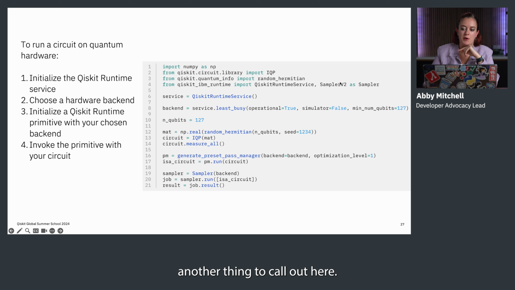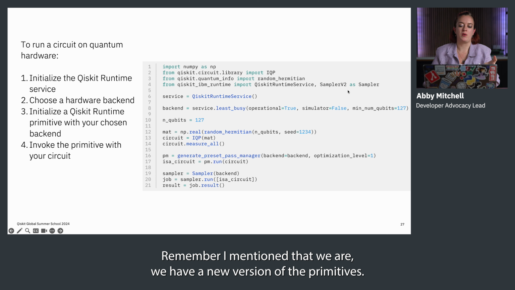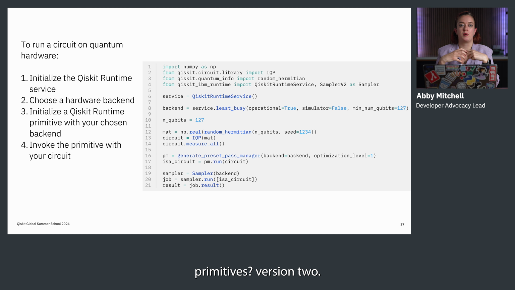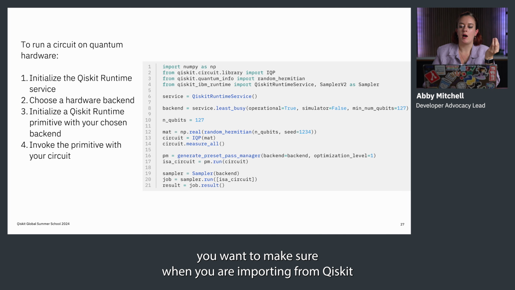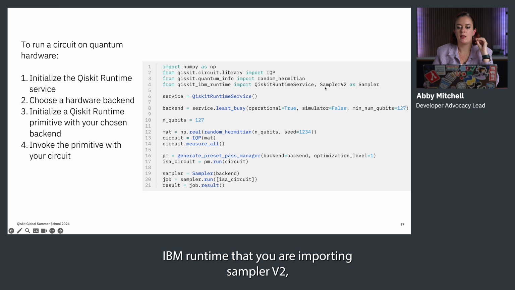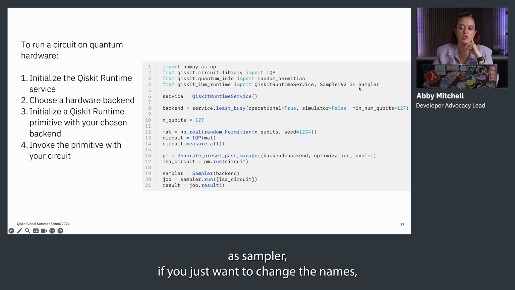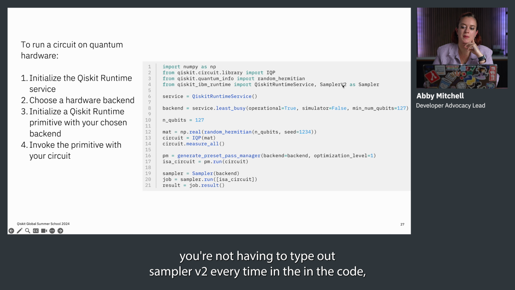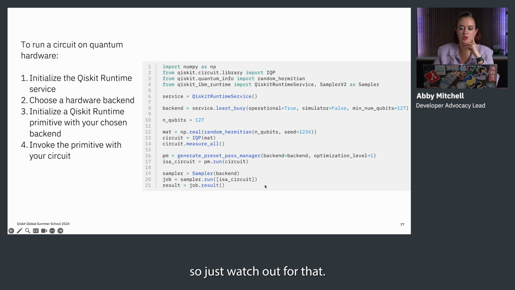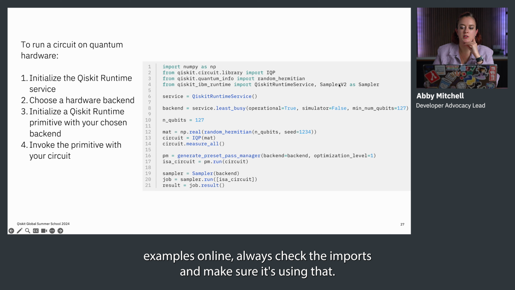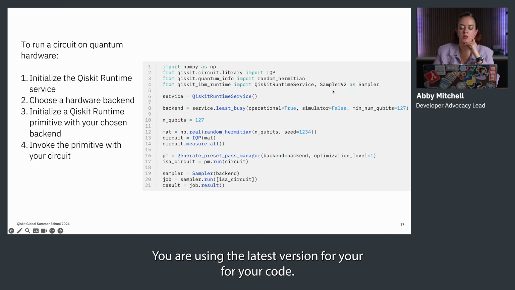Another thing to call out here, remember I mentioned that we have a new version of the primitives, version 2. You want to make sure when you are importing from Qiskit IBM Runtime that you are importing SamplerV2 as Sampler, if you just want to change the name so you're not having to type out SamplerV2 every time in the code. So just watch out for that if you come across older code examples online. Always check the imports and make sure that you are using the latest version for your code.